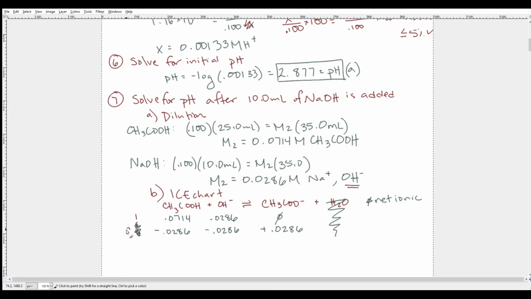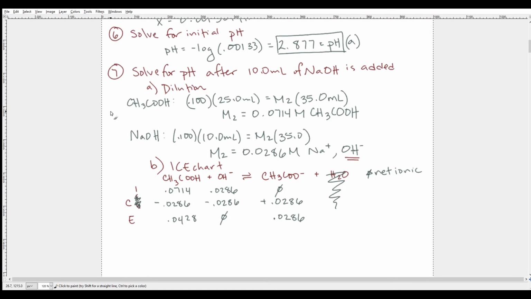This is our change, and now E. I was optimistic about how small I could write. So we have 0.0428. We don't have any hydroxides left, and we know we have 0.0286 of our acetate ion. Okay, so we have one new step. We need to solve for the pH.